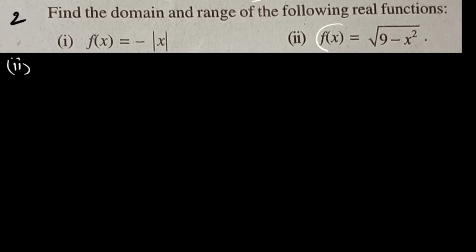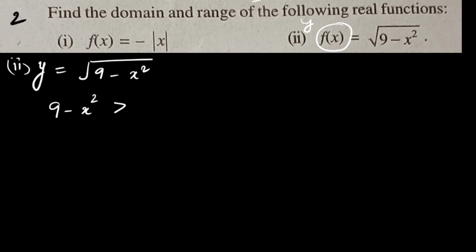So this f(x) I am going to write as y. So y is equal to square root of 9 minus x square. Now whenever you have to find the domain of this kind of function, the functions which are under square root, what you have to do? See, the value which is written under the square root should always be positive, right? So positive means it should be greater than or equal to 0.